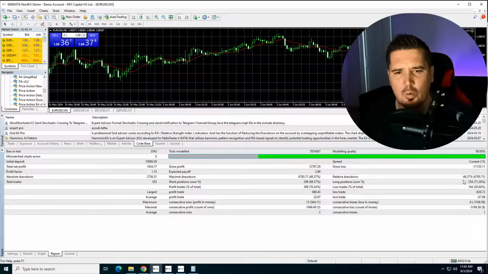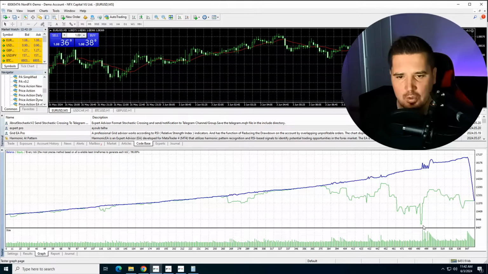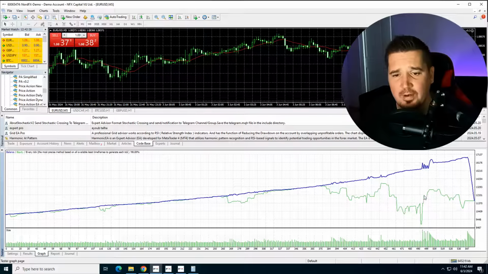And then we also had quite a large drawdown. So we had 48% drawdown, which is, I'm pretty sure it's that over there. So this would have been 45% drawdown. So this would have been a very anxiety-inducing process.